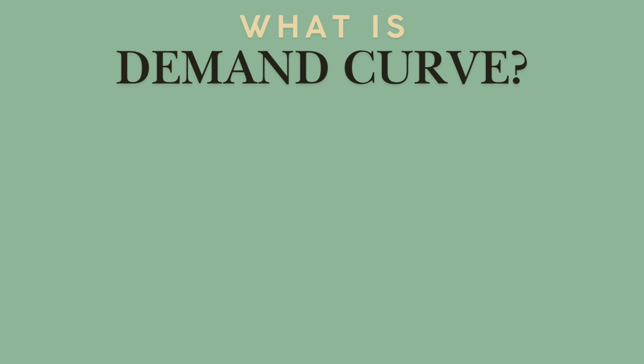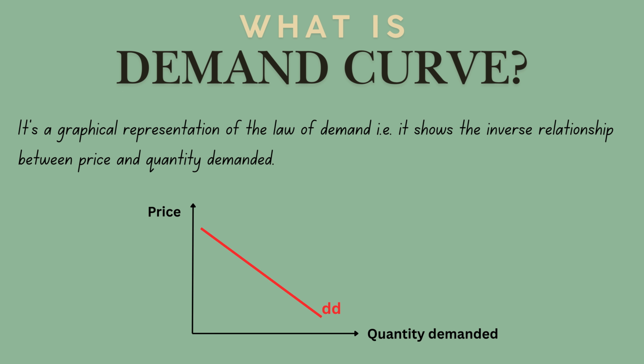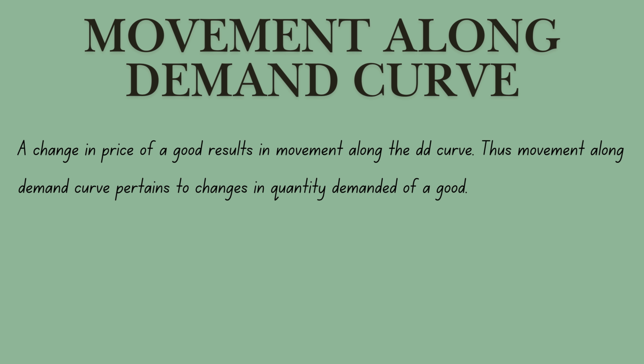But first, what is demand curve? Demand curve is a graphical representation of the law of demand. That is, it shows the inverse relationship between price and quantity demanded. Therefore, it's a downward sloping curve. A change in price of a good results in movement along the demand curve. Thus, one can say movements along the demand curve pertains to changes in quantity demanded of a good.